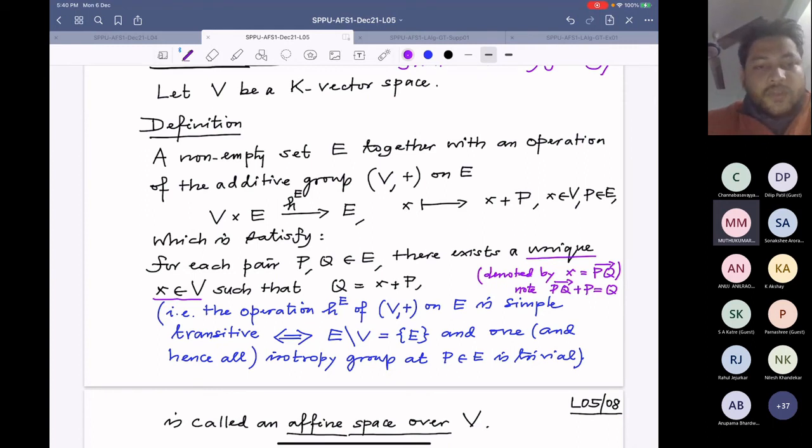Sir, you have written here that E can be any set, any non-empty set. E can be any set. Okay. And what does E plus operating on E mean? Sir, the additive group is a map from the group cross X to X. That's what I've written. Yes, sir.